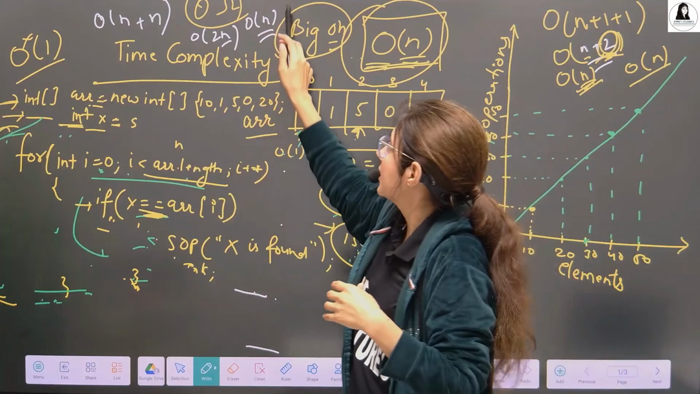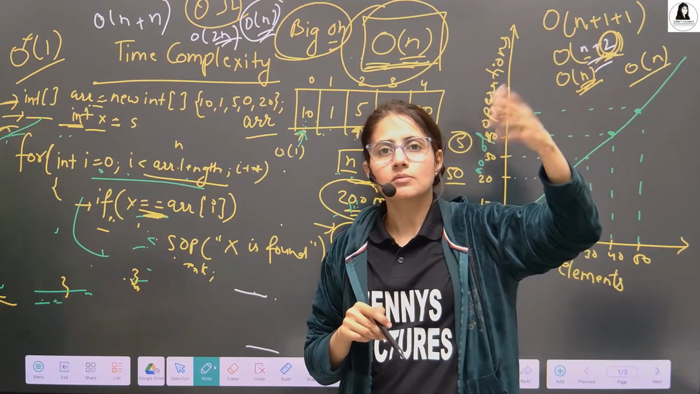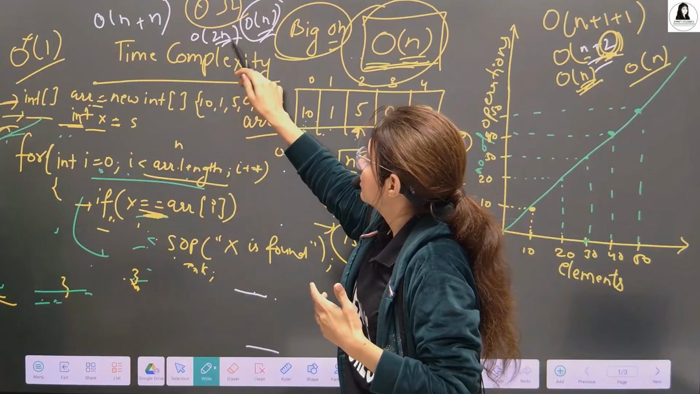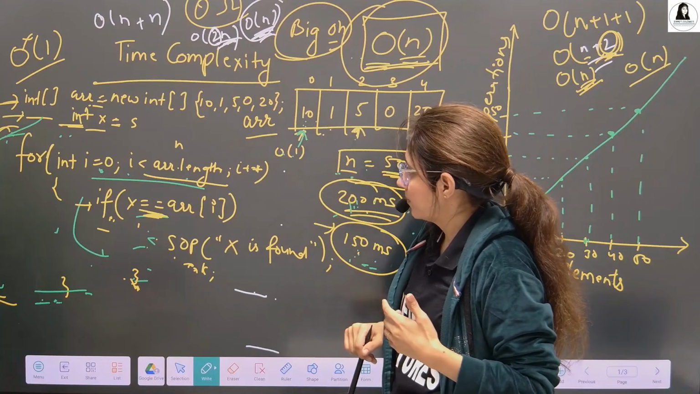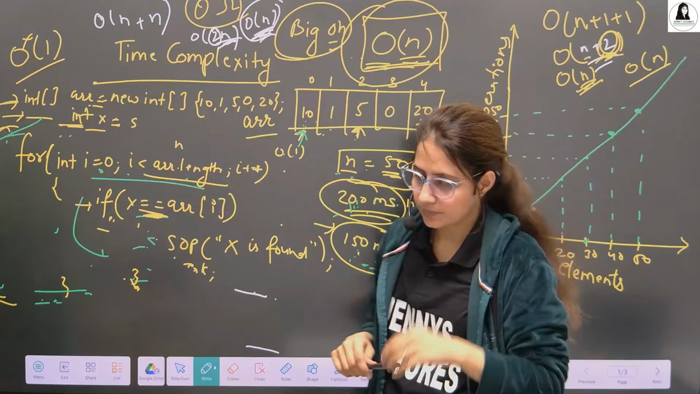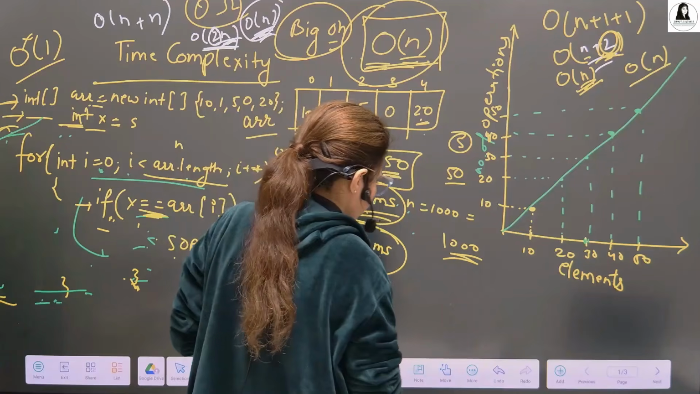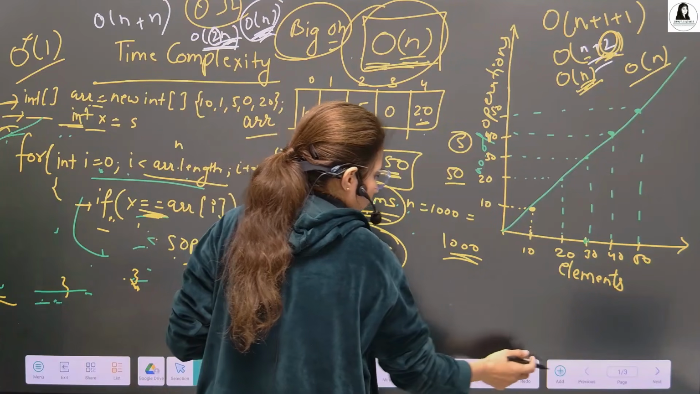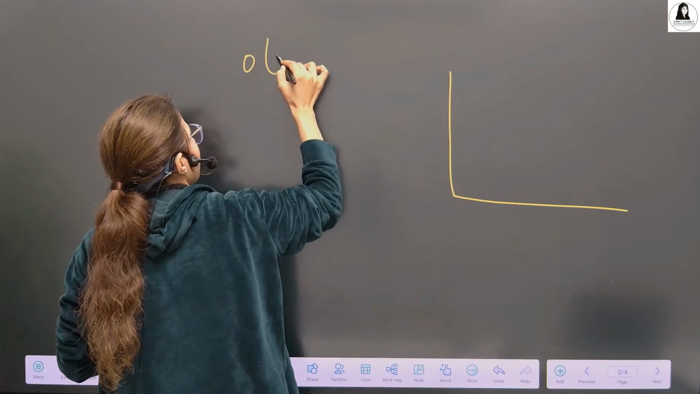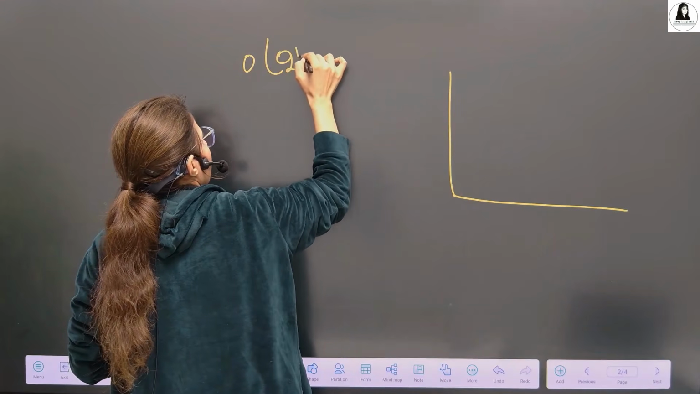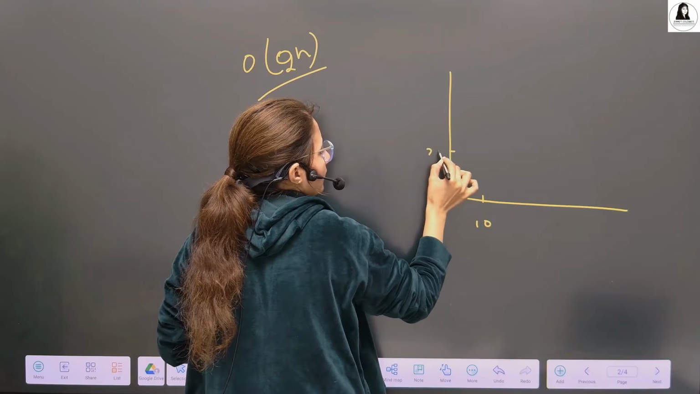So in Big O notation, we simply write order of n, not 2n, because if n is large, it doesn't really matter. So we ignore the constant. It's order of n only. Because if this is 2n, order of 2n, how can we draw this? It's n plus n, so it's 2n. If n is 10, it would be 20.